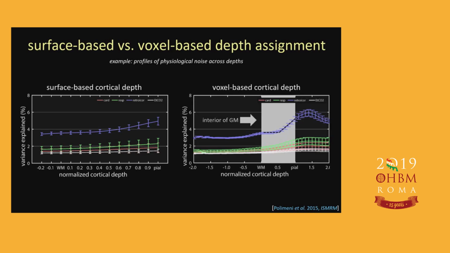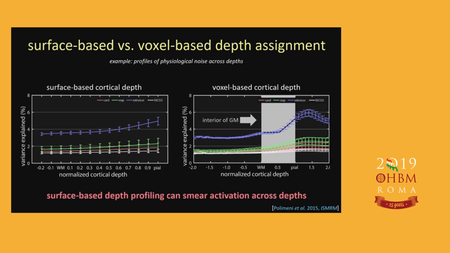However, if we consider the same data using a voxel-based cortical depth profile, we can see that the curve becomes much more L-shaped because there's less smearing along the depth dimension. We can better see that there's a transition between regions in which the voxels are more dominated by noise from the white matter versus voxels being more dominated by noise from the CSF.